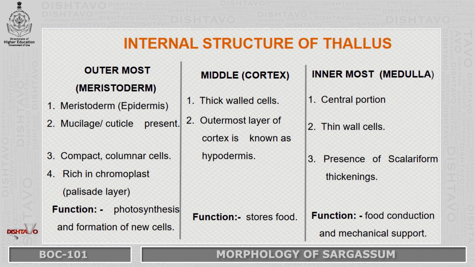The middle layer is thick walled. The outermost layer of the cortex is known as the hypodermis. The main function of this layer is storage of food. Moving on to the last layer, that is the innermost, which is called the medulla. It is the central region. The cells here are thin walled. They show presence of scalariform thickenings. Since they show scalariform thickenings, the function becomes mechanical support and food conduction.